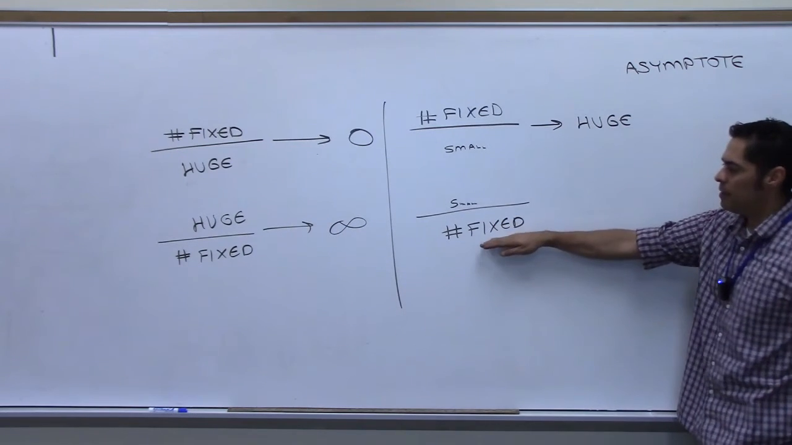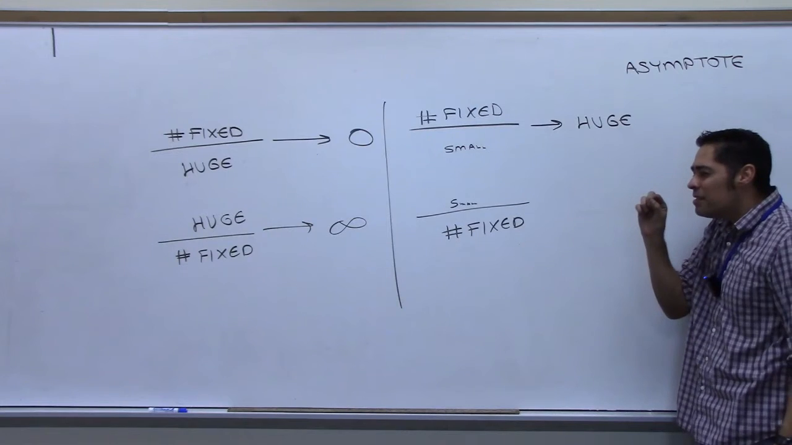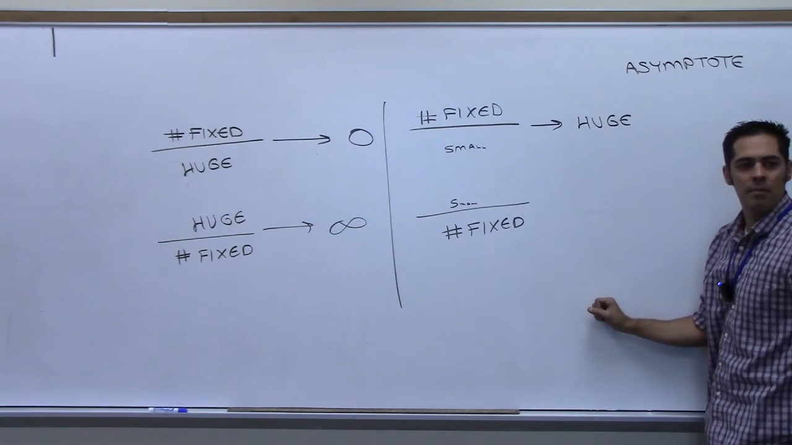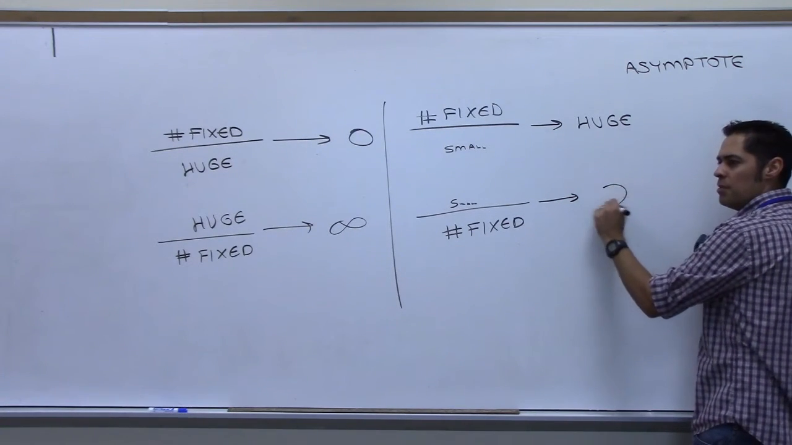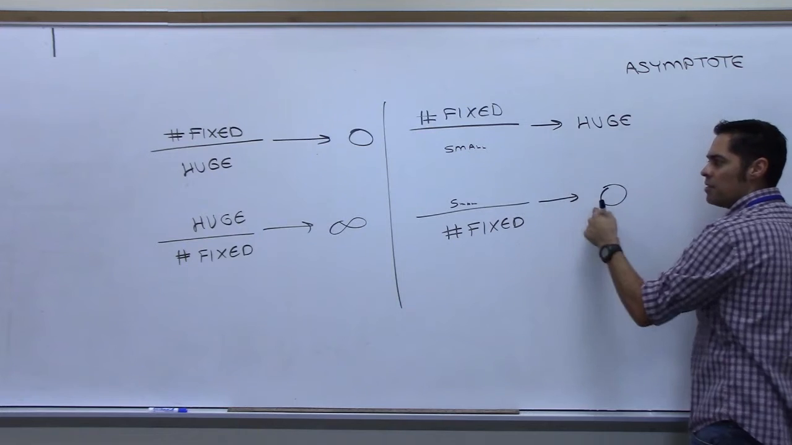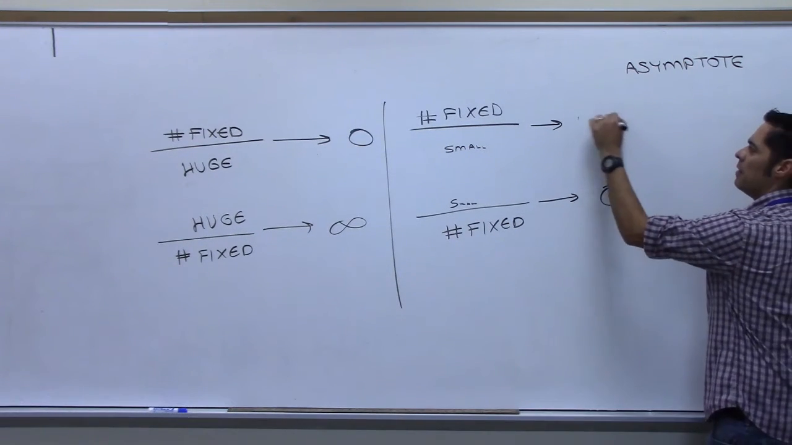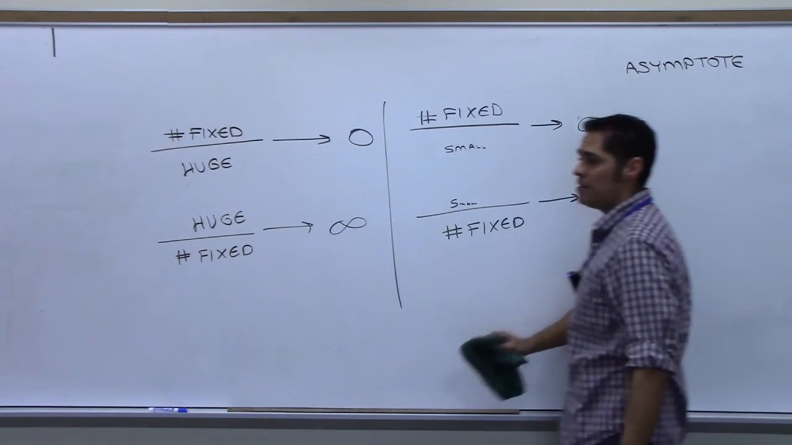So someone give me a fixed number. 10. Okay. On top of that, put 0.0000001. That's a small number. So this is actually going to head towards 0. If that's small enough, this will head towards 0. This huge, I can replace huge with infinity. These are very basic fundamental ideas in calculus.